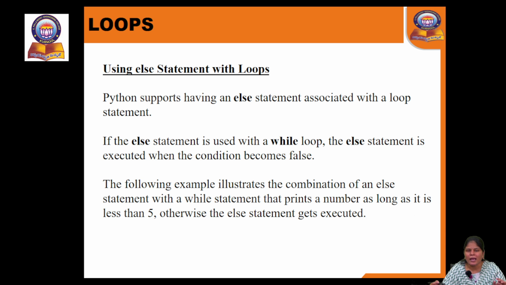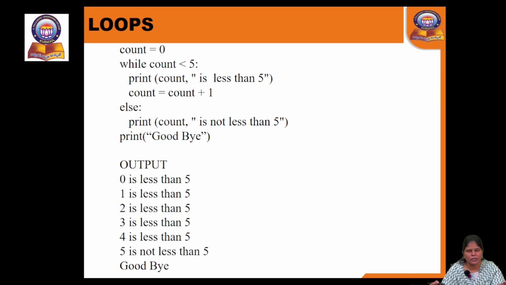Python supports having an else statement associated with the loop statement. If the else statement is used with the while loop, then the else statement is executed when the condition is false. So coming to a simple example which will illustrate the combination of an else statement with the while statement, that prints a number as long as it is less than 5, otherwise the else statement gets executed. The same program which we have seen earlier.